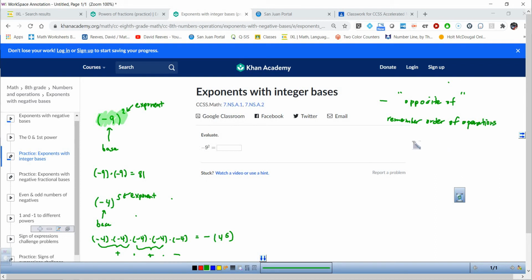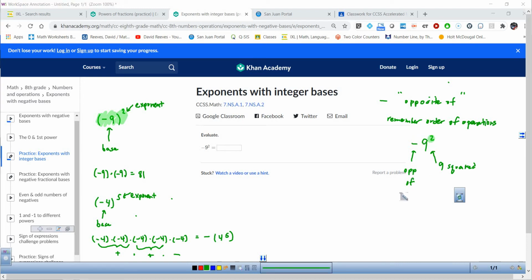So if we take a look at this expression right here, what does this say? This is the opposite of what? The opposite of 9 squared. And remember, with order of operations, first we do what's inside the parentheses, then what do? Then we do the exponents.